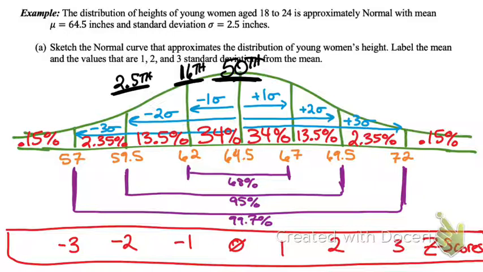What percentile is someone who's 57 inches tall? They're the 0.15th percentile. That's a teeny tiny percentile, but that's a thing. Okay, we're going to go the other way now. Let's see how you do.